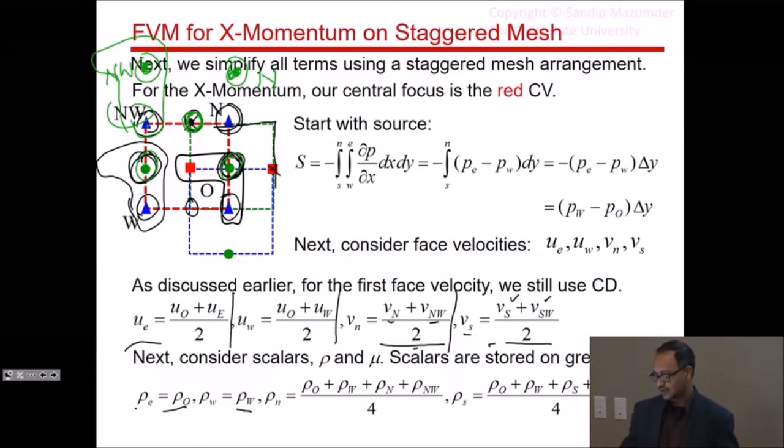Same thing for the southern face. If I want to calculate this one here, it will be a 4-point average of these 4 values. So you can see rho naught, rho west, rho south, rho southeast, southwest.